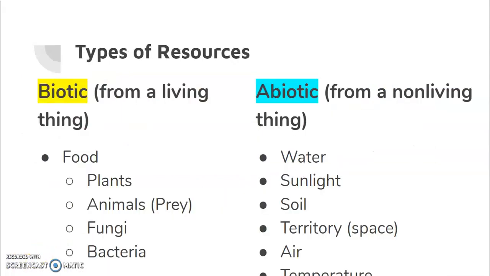Resources can be from a living thing or from a non-living thing. Our biotic resources are primarily our food source. So based off your diet, your biotic resources are listed on the screen. Abiotic resources can be water, sunlight, soil, territory or space, air, and temperature. There are other resources out there, but these are just some major ideas to keep in mind.